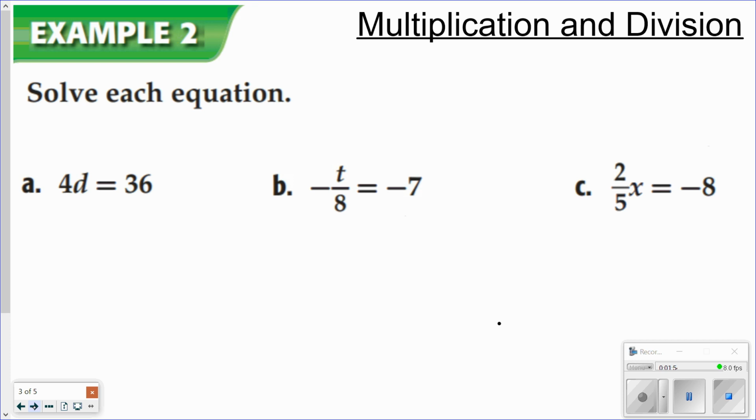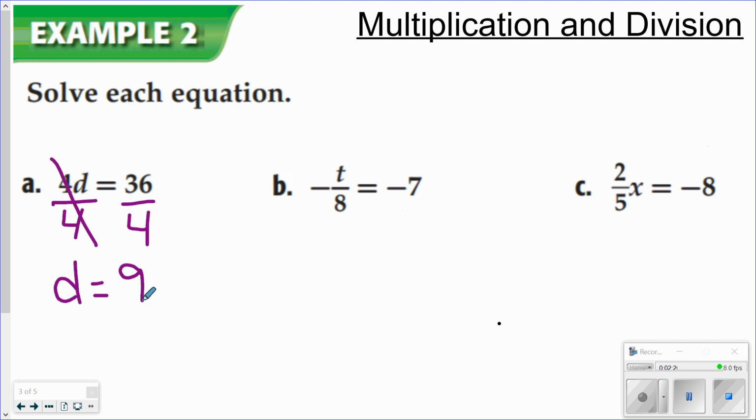Next, we are going to solve each equation using multiplication and division. So for letter A, I have 4d is equal to 36. So I need to figure out how do I get rid of that 4, that multiplication of 4. Well, I'm going to do the opposite. I'm going to divide by 4 on each side. Those 4's then cancel. So d is equal to 36 divided by 4, which is 9.